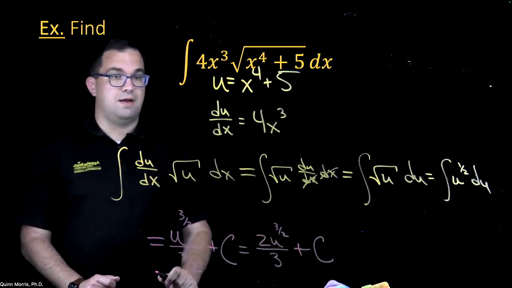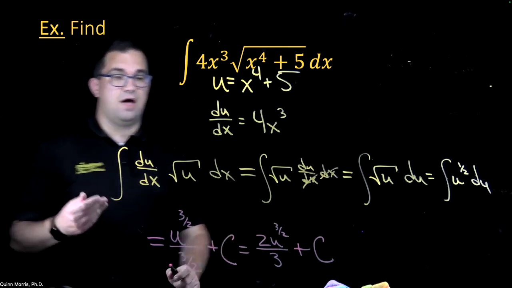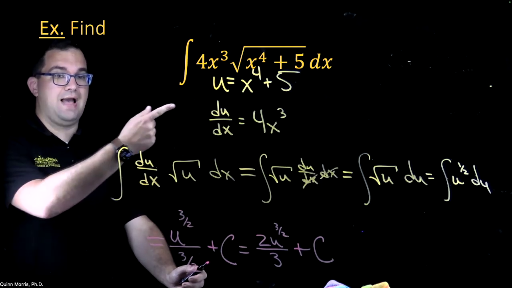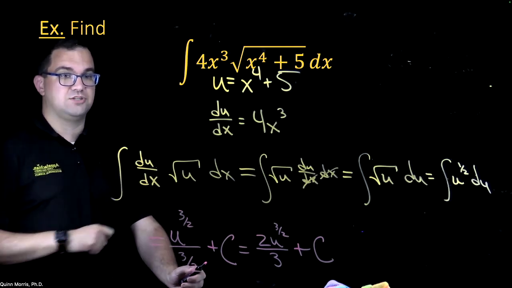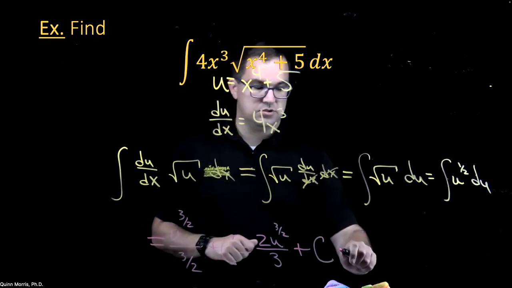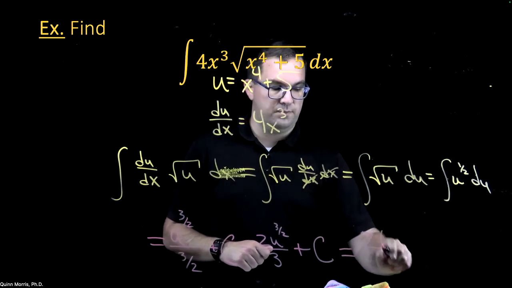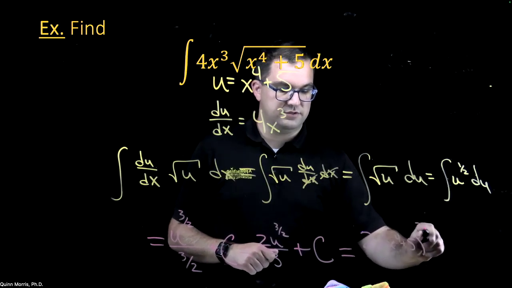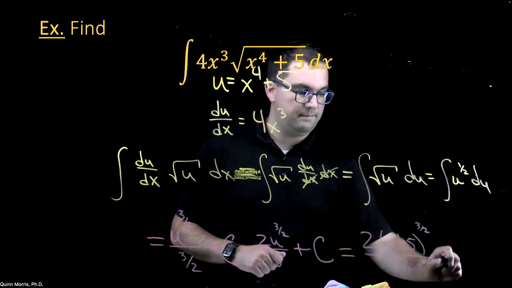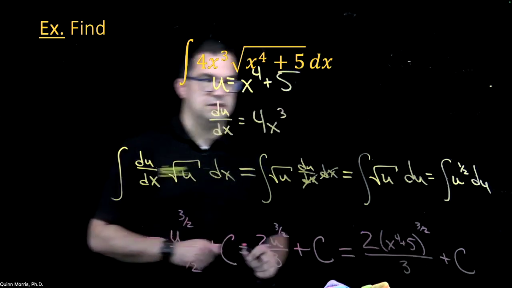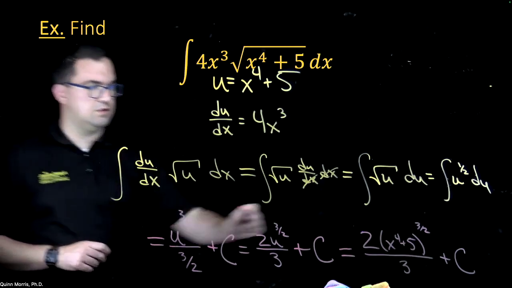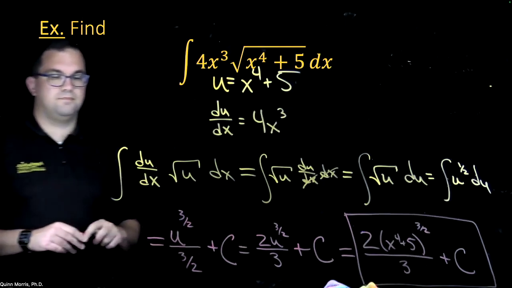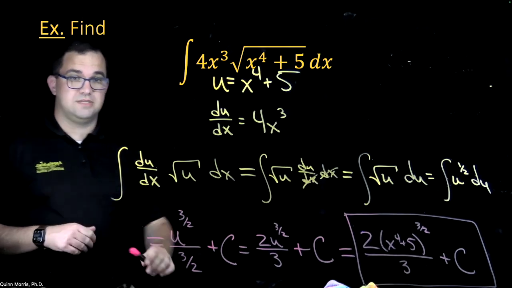And then finally, in my last step, I need to identify what my u was originally and convert my answer back in terms of my original variable. So u was actually x to the fourth plus 5. So my final answer should be 2 times (x to the fourth plus 5) to the 3/2, over 3, plus c. And so this is my final answer. Now again, let's review the steps.